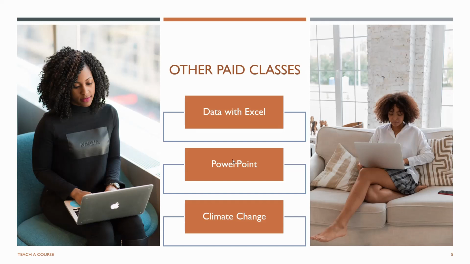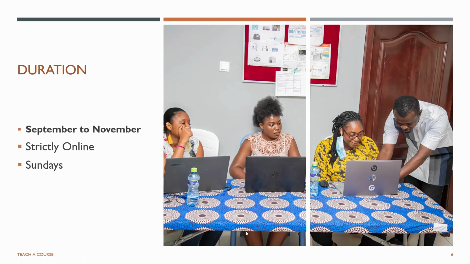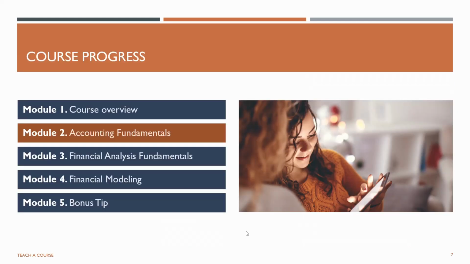The other paid classes we have are data analytics with Excel, which is a paid section if you want to go into data analysis, and the presentation one, which is PowerPoint presentation. Then we have climate change, which is the new thing. The class is going to run for a period of 3 months, from September throughout to November, and it's strictly online on Sundays.